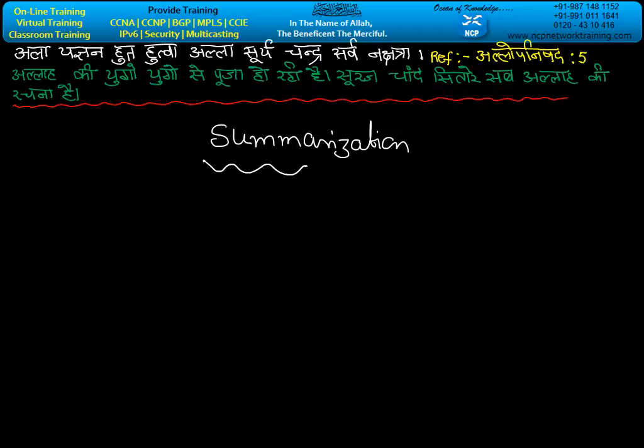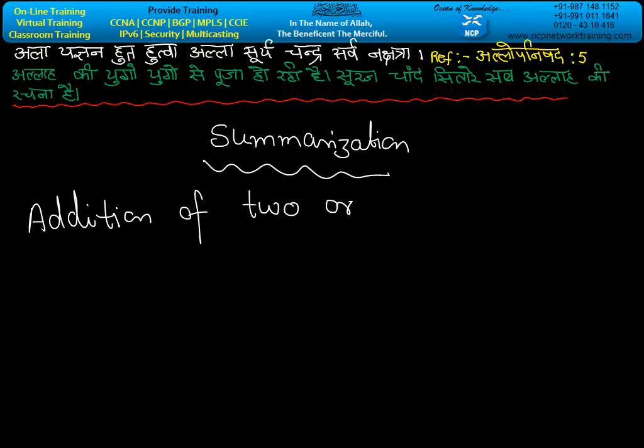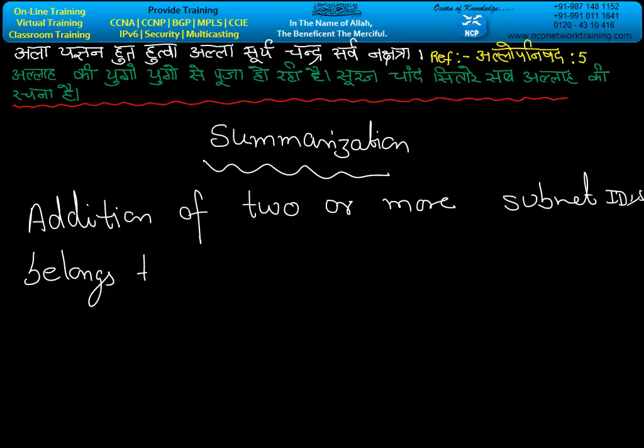Summarization. Summarization means addition of two or more subnet IDs. Addition of two or more subnet IDs belongs to same class full NID.